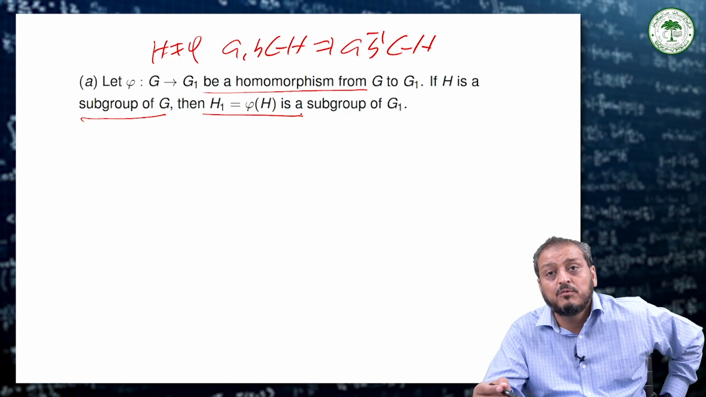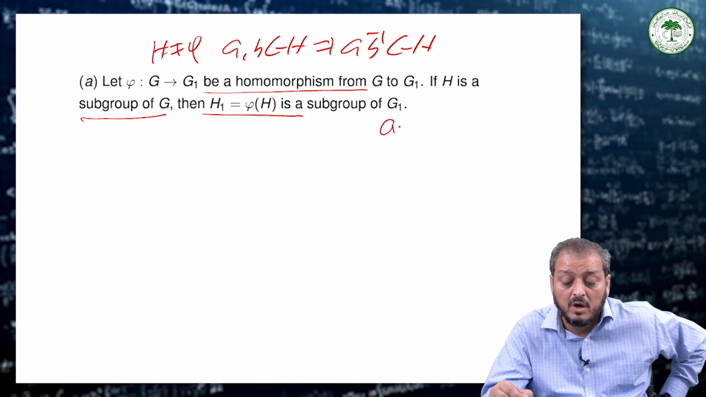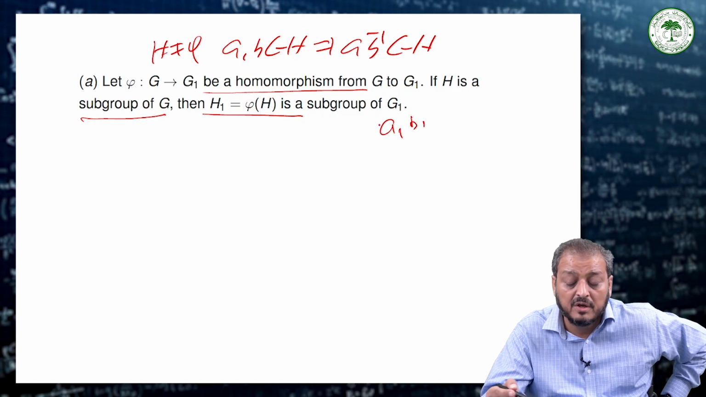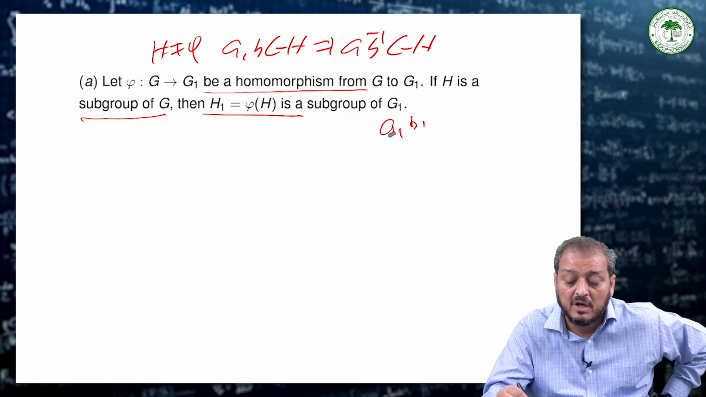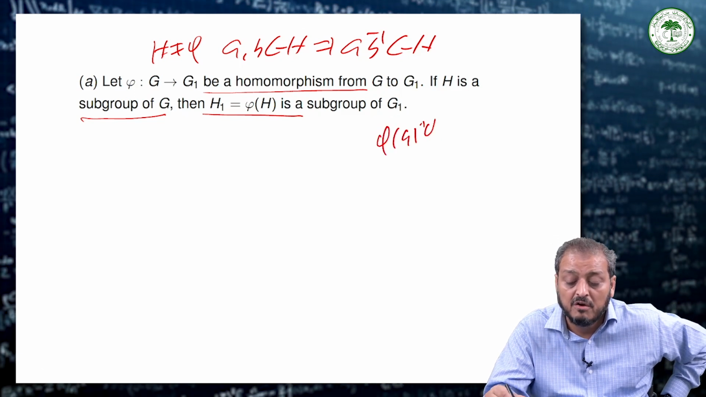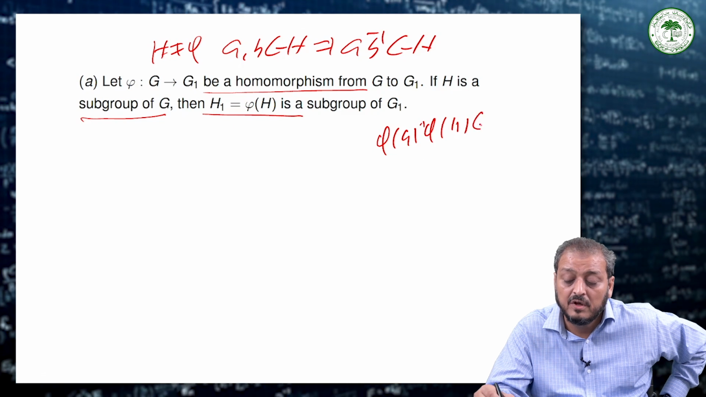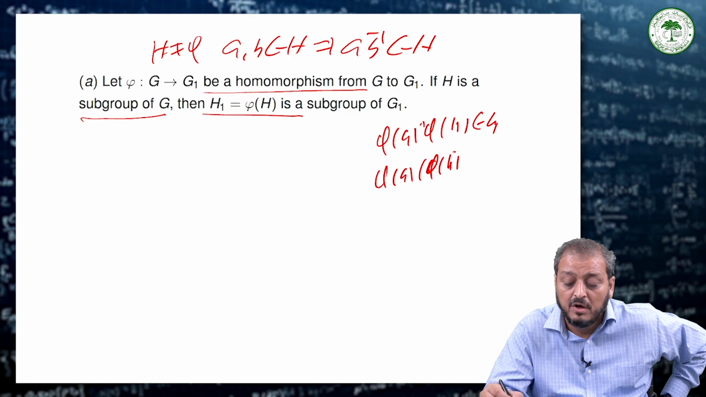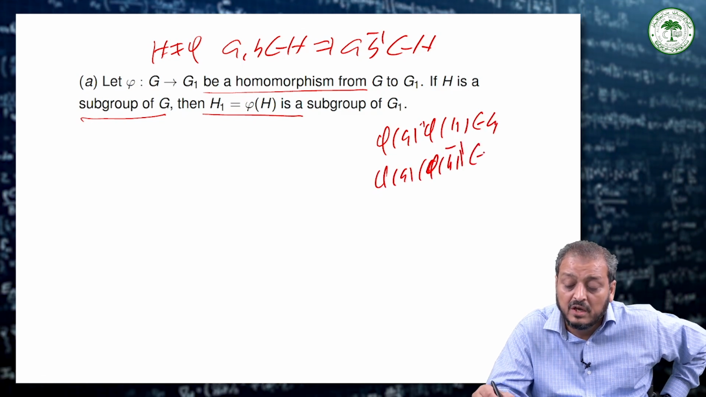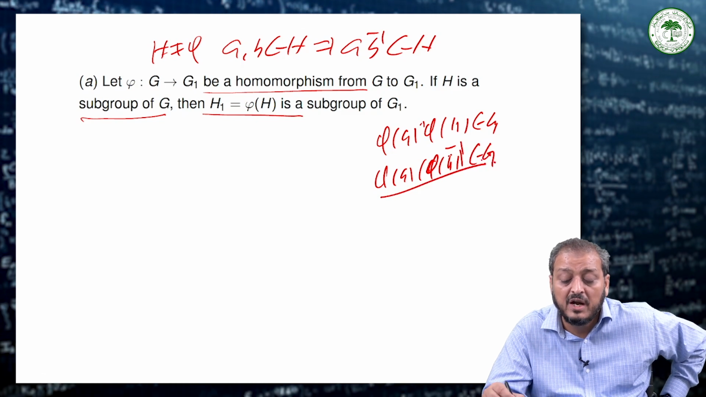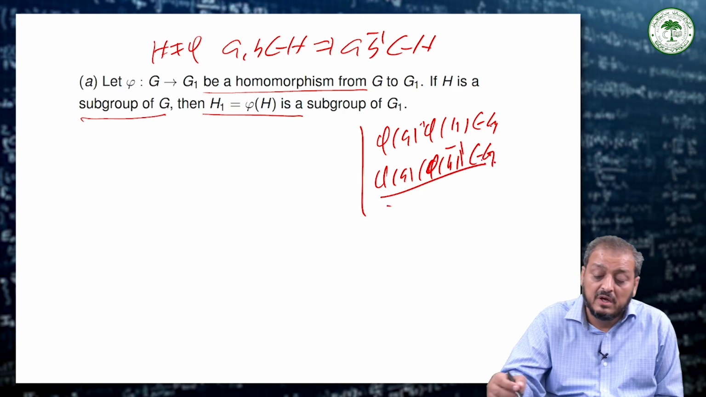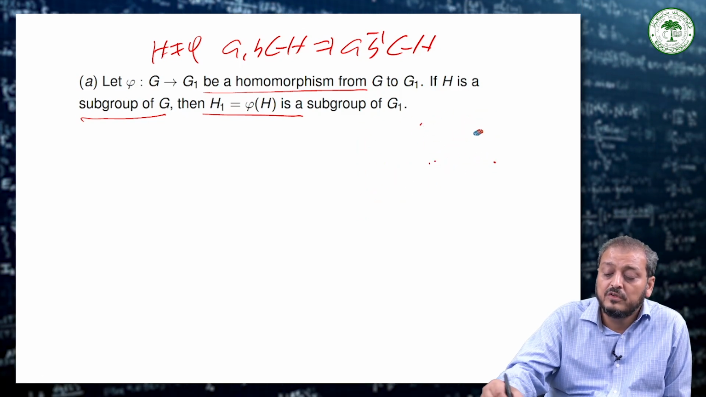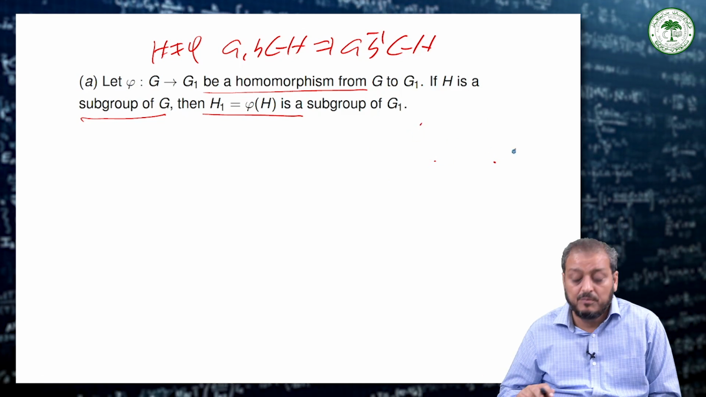To show phi of H is a subgroup, we have to take two elements, phi of a and phi of b, of G1. Then we have to show that phi of a times phi of b inverse is also an element of phi of H. If we show that, then we can say that phi of H is a subgroup of this set.